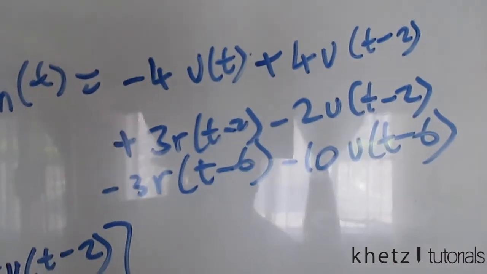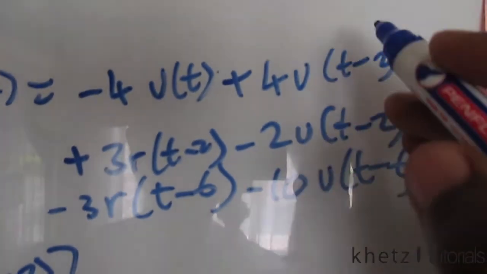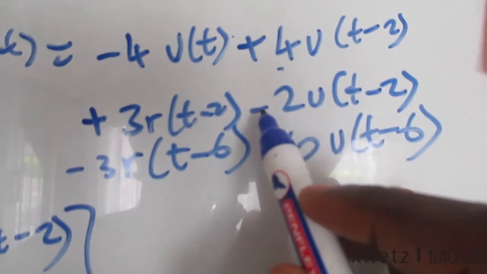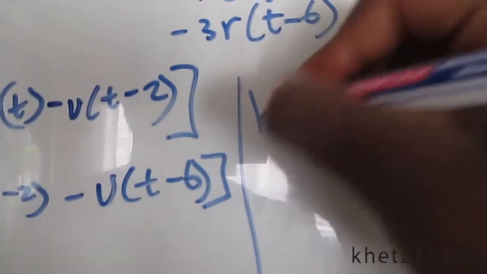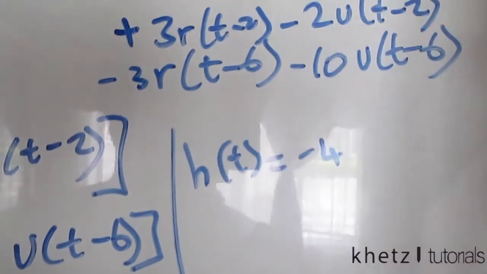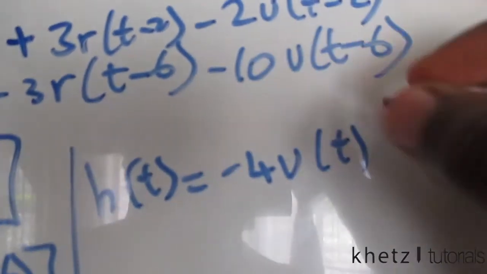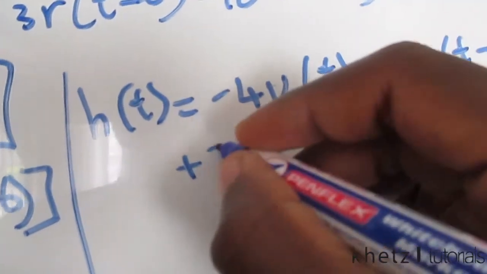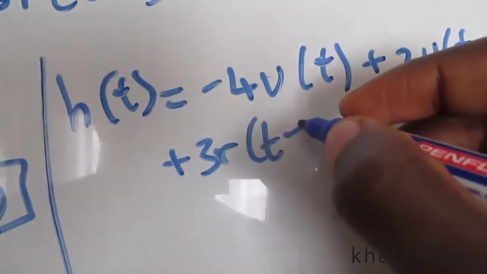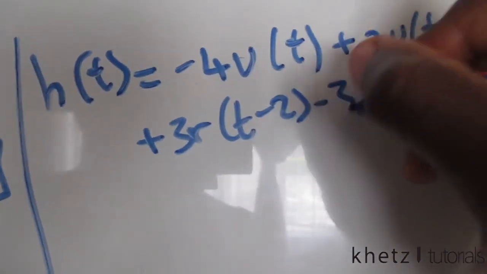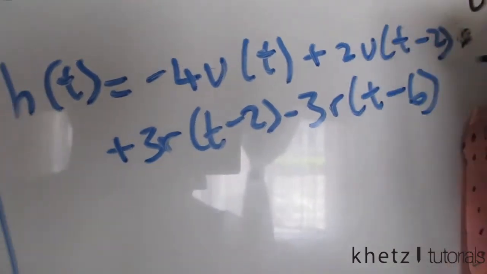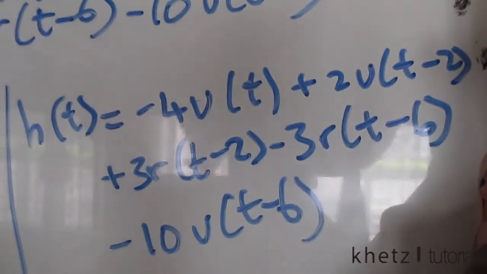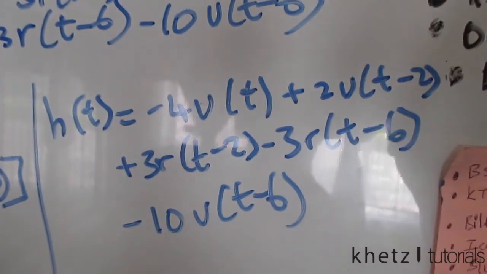And now we just have to see if we have any common factors. We do have common factors. If you look at this, this is u of t minus 2, and this is u of t minus 2 as well. So 4 subtract 2 is 2. And therefore, our final answer is going to be negative 4 u of t plus 2 u of t minus 2 plus 3r of t minus 2 negative 3r of t minus 6 negative 10 u of t minus 6. And this is our final answer after simplifying everything.